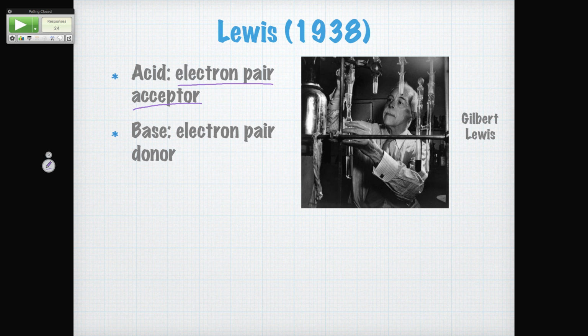All the electrons. So that's how you can remember: Lewis has to do with electrons. For some reason, Bronsted-Lowry and Lewis are the two people get mixed up all the time. A base is a donor. Now, how can you remember that? An acid is an electron pair acceptor versus a donor.